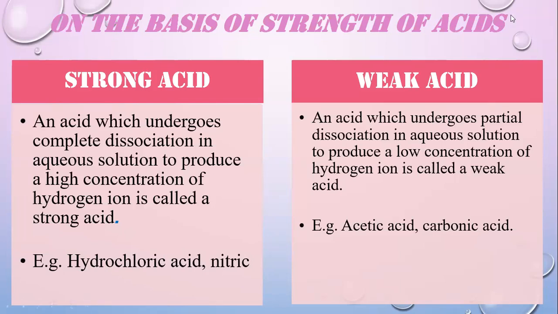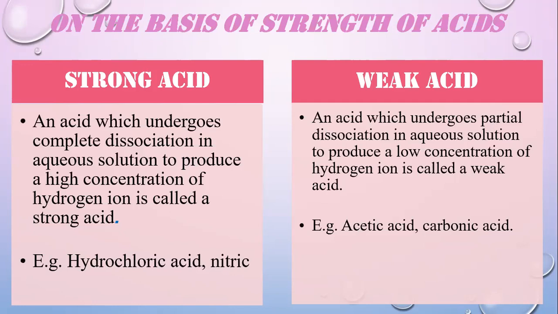Now, please note, the words complete dissociation and partial dissociation are the key words here. These words have to be present for you to get marks during your exams. So I will just elaborate a little more on this point. If you have, say, 100 molecules of a particular acid, and out of that 100 molecules, the majority of the molecules ionize and produce hydrogen ions, you will get a strong acid.